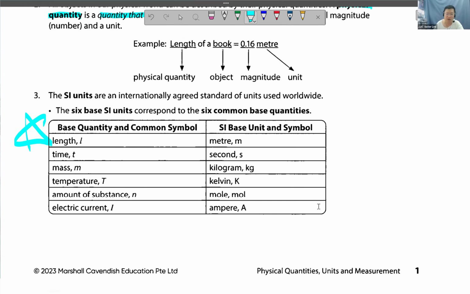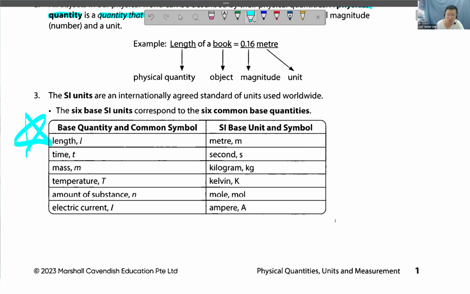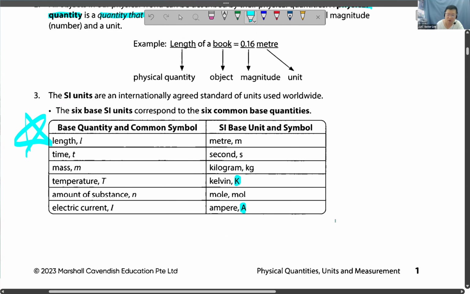I will color all over. Highlight just now already. The 6 base quantities that you need to know, and the SI unit. And take special note of these two. Why? Can you tell me why these two are so special?